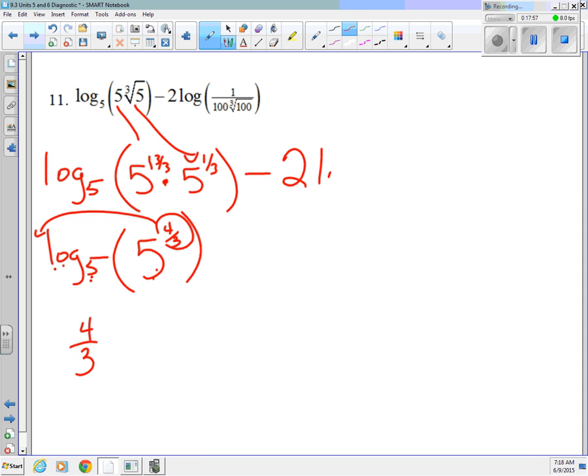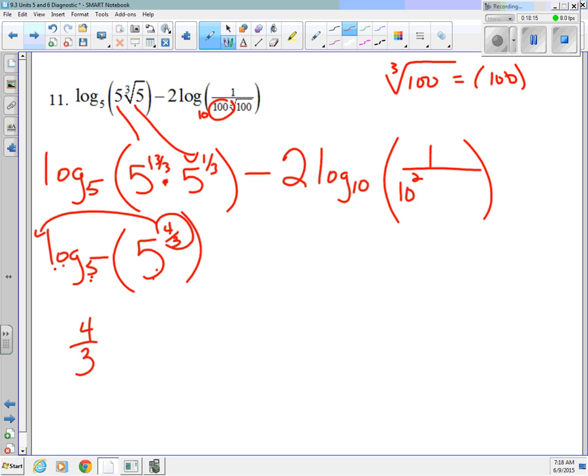Now I have minus 2 log base 10. Remember, if a log base is not written, it's a 10. Of 1 over 100 is 10 squared. So I'm going to convert these right off the bat. And the cube root of 100, just to look at it like this, is 100 to the 1/3 power. And 100 is 10 squared. So this is now 10 to the 2/3 power. That's going in the bottom.